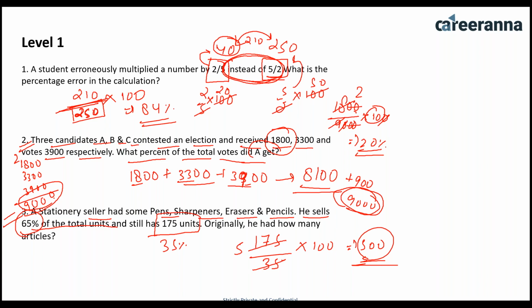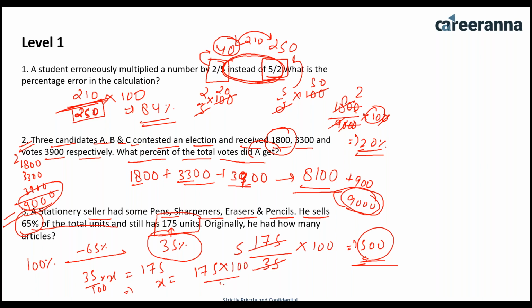Okay, I'll explain the third question, Harsh. Don't worry. Suppose that I have 100% articles and I have sold 65% articles. So now I have 35% articles, and the value for 35% is given to me as 175. So I can easily do it like this. 35% of a number, which I can say X, is 175. As per the question, I have to solve this equation for X, right? X can be written as 175 multiplied by 100 divided by 35. 35 into 5 is 175. So this is 5 multiplied by 100, which is 500. I think it is clear to all.